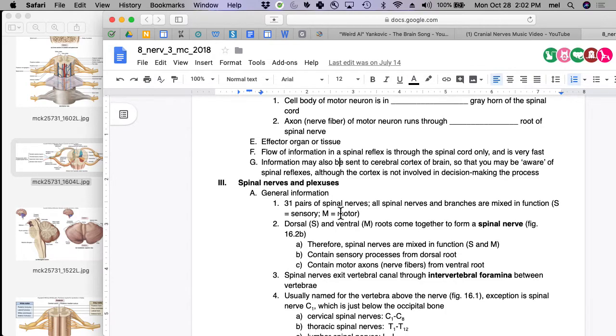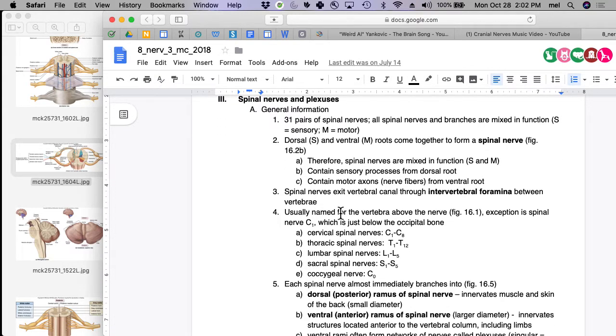Yeah? Okay, so the next thing that we are going to talk about is the concept of spinal nerves and plexuses. It seems like it should be plexi, but it's not. It's plexuses, nexuses.